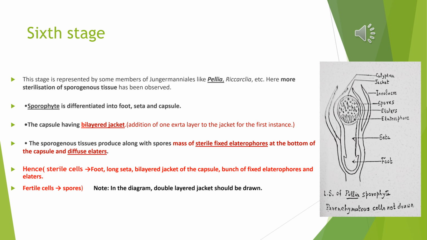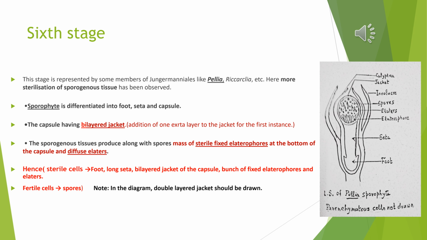Now we come to the sixth stage. This stage is represented by some members of Jungermanniales like Pellia, etc. Here, more sterilization of sporogenous tissue has been observed. Now how? Here the sporophyte is differentiated into foot, seta and capsule as usual. But the capsule has a bilayered jacket, so there is addition of one extra layer to the jacket.